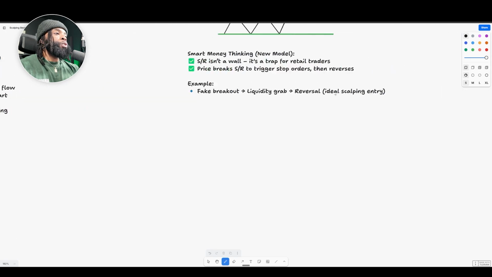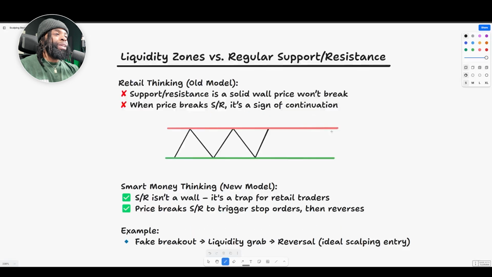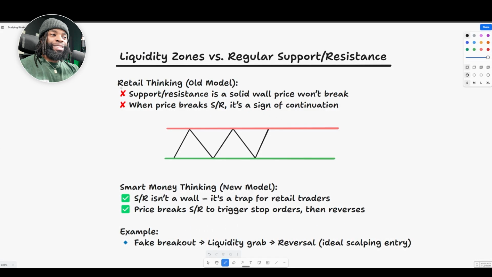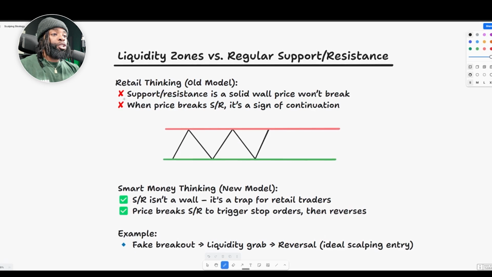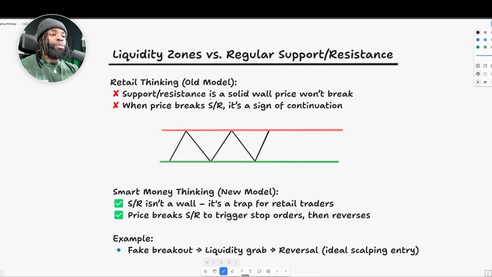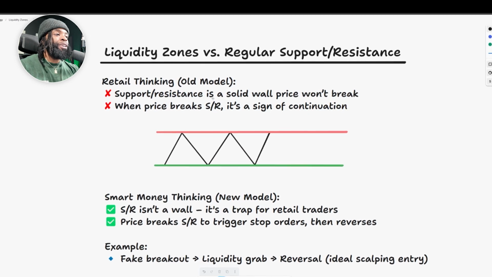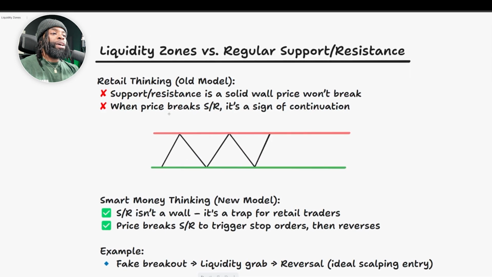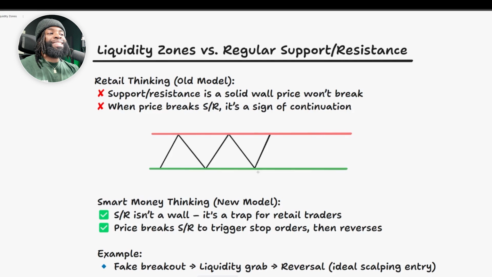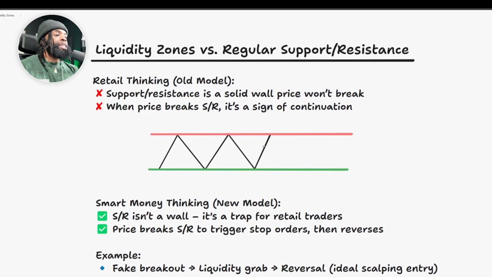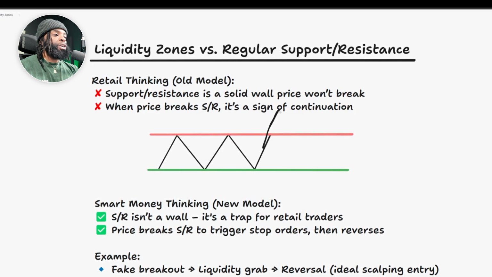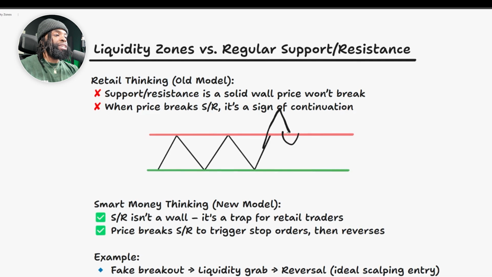Now, going into a little bit more about liquidity zones versus regular support and regular resistance. Retail traders think this all the time: well, I'm going to trade support, I'm going to trade resistance. Resistance and support is basically a solid wall where price won't break. Where price breaks support and resistance, it's a sign of continuation. So a lot of times we are taught that when we break the structure and pull back, we act as resistance and then it goes up.